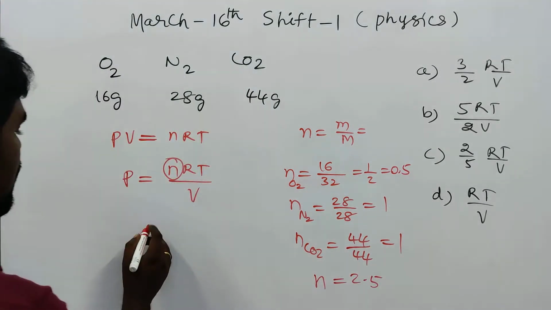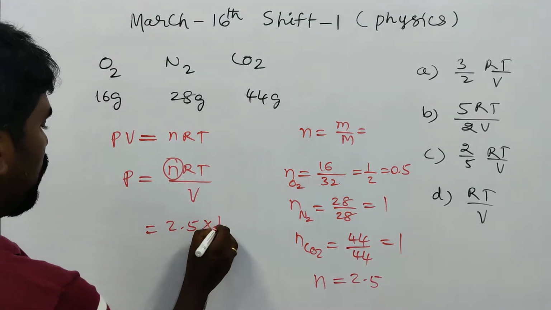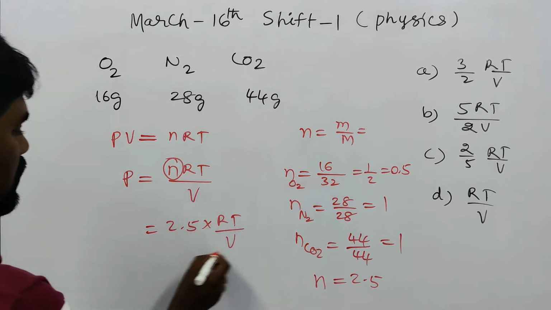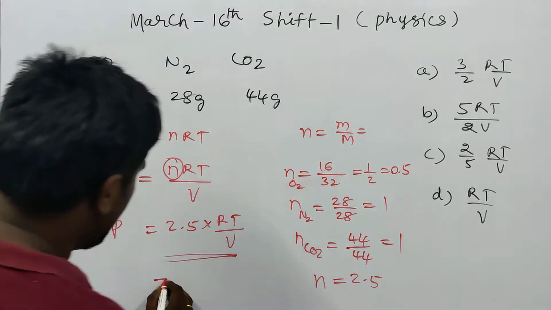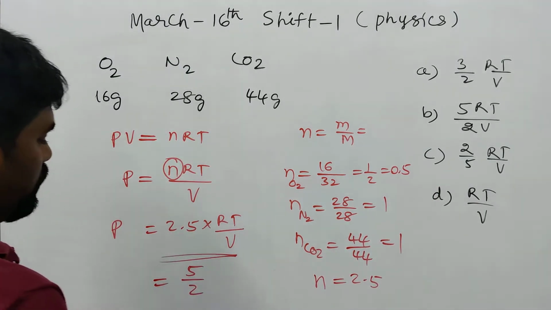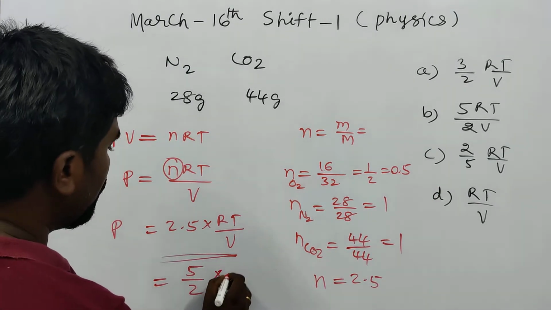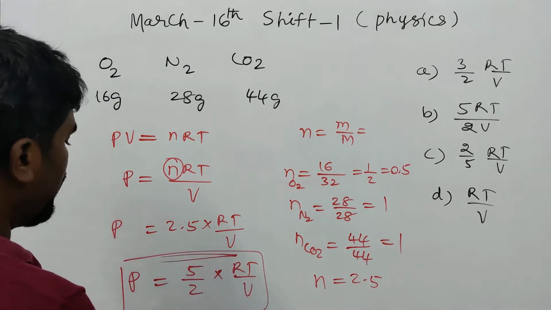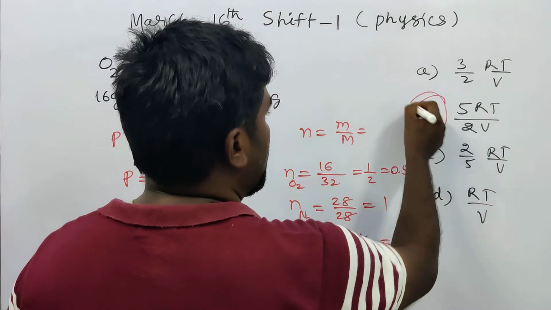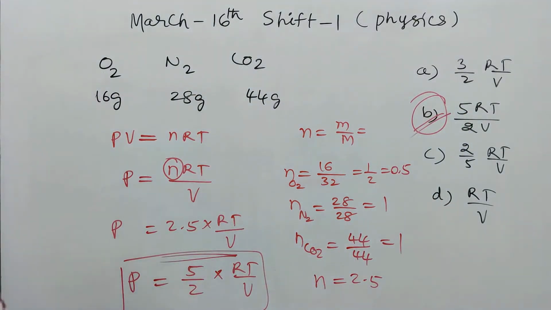So we write 2.5 times RT/V. This is the answer, where 2.5 is written as 5/2, so 5/2 times RT/V. This is the conversion of 2.5, and this is the answer. Option B is the right answer here.